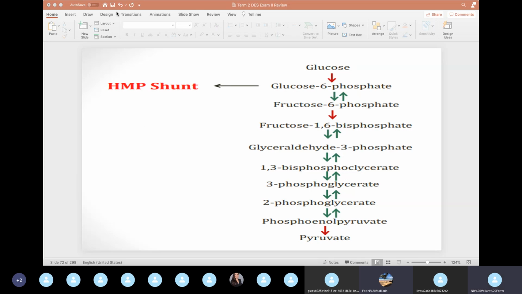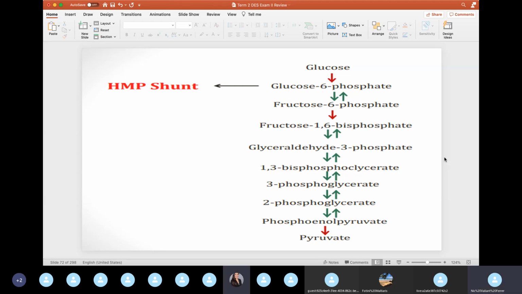So what is the function of HMP shunt? Why do we need HMP shunt? NADPH. Excellent, NADPH, right? From glucose 6-phosphate, we are producing NADPH. Why is this important in red blood cells? Reactive oxygen species. How? Can someone tell me how does it reduce the production of reactive oxygen species?